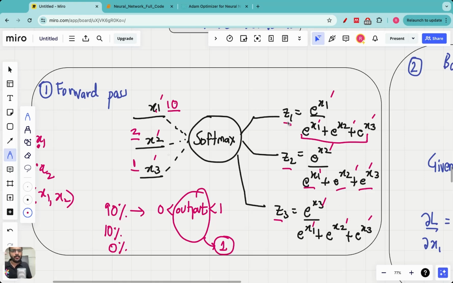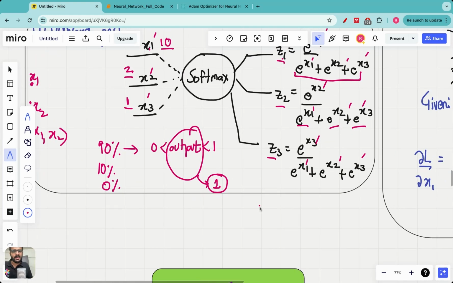Now look at these three outputs, z1, z2, and z3. First of all, in all of these, we'll see that the denominator is greater than the numerator. So the first conclusion from this is that z1, z2, z3 definitely lie between 0 and 1.